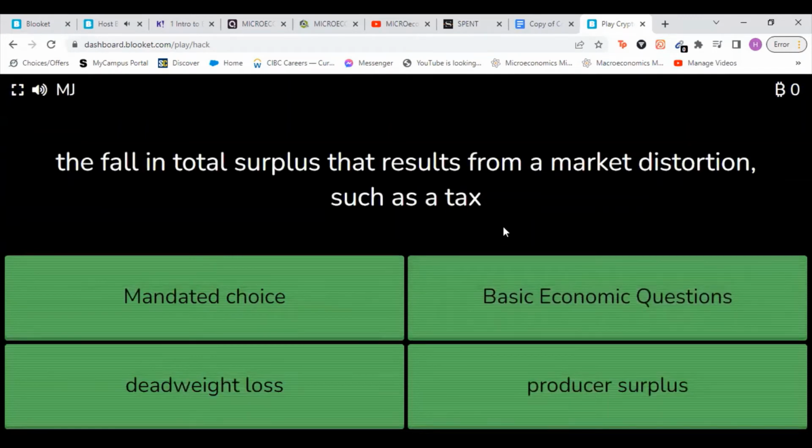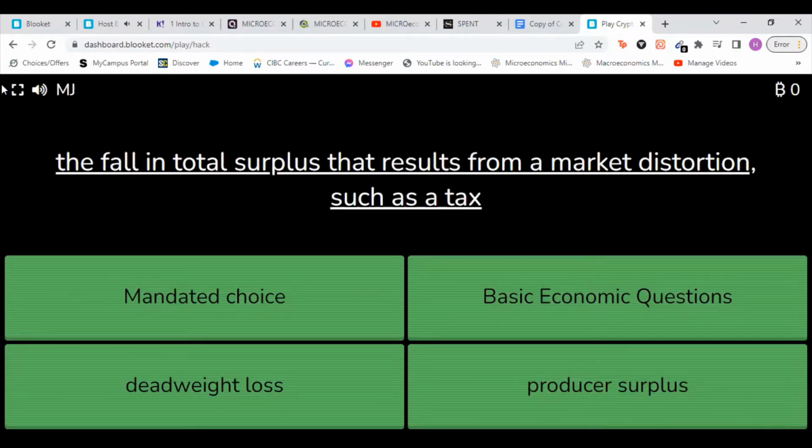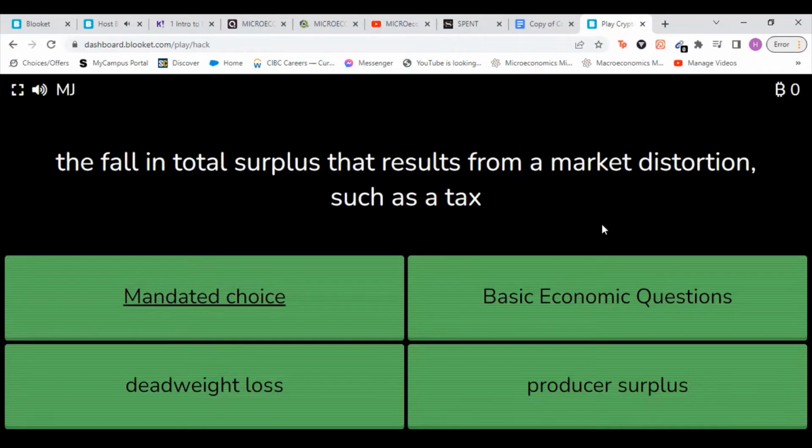The fall in total surplus that results from a market distortion, such as a tax. Which answer would that be? Mandated choice, basic economic questions, deadweight loss, producer surplus. It'd be deadweight loss here.